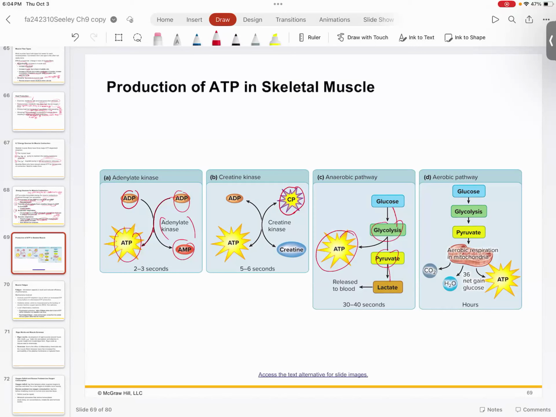And then the gold standard is aerobic. So for instance, if we go through glycolysis, then we go through pyruvate, and we go through the mitochondria and electron transport chain. You guys remember that probably from your energetics chapters in general bio. We're going to generate some like 36 to 38 ATP. We can go for hours with aerobic pathway. So this is the gold standard.